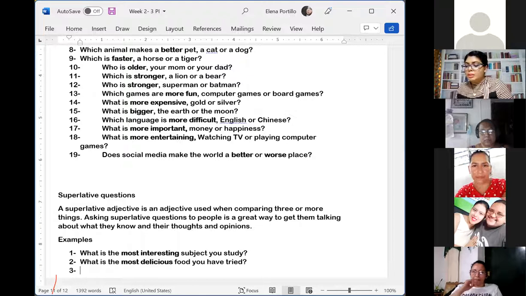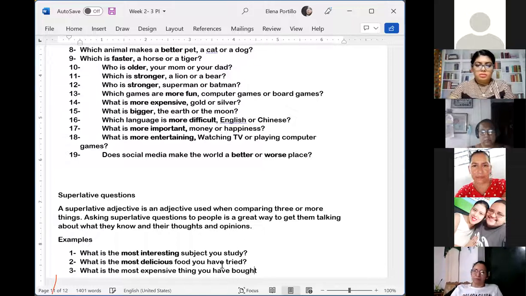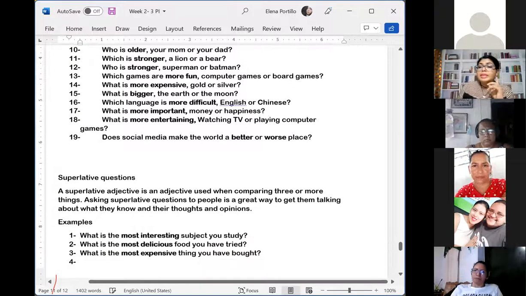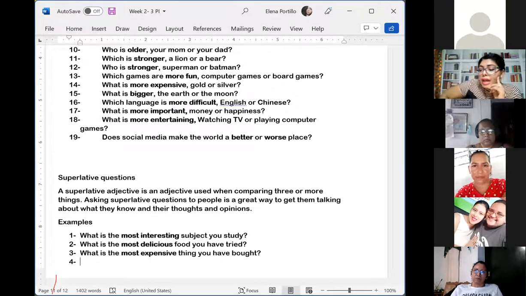Number three, what is the most expensive thing you have bought? So here, in this case, we are not talking about comparative. We are going to talk about superlative. And we have, again, the adjective funny, but in this case, we are not going to use it like most funny. We are going to use it in the superlative form. We are going to use funniest because we are going to have the top of the list.